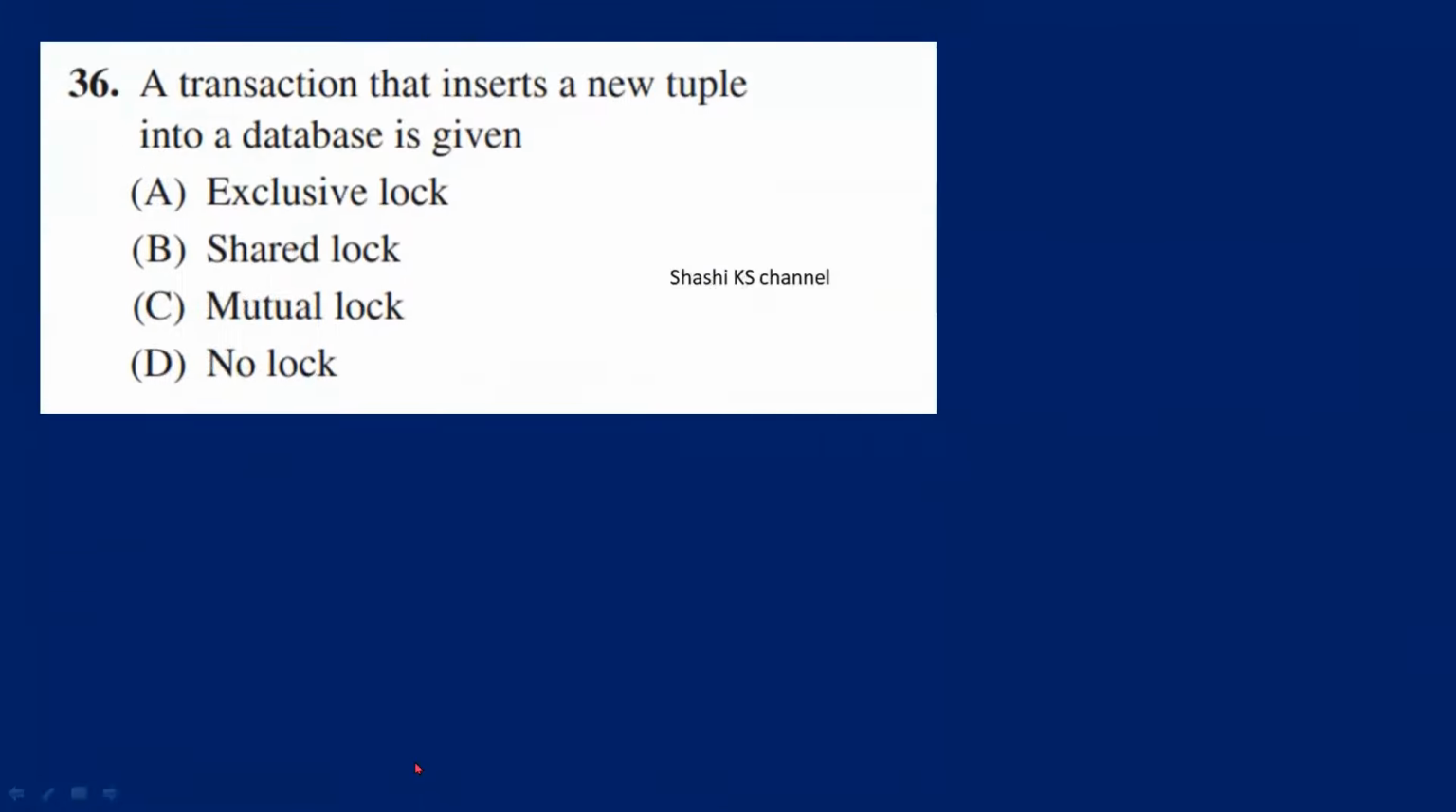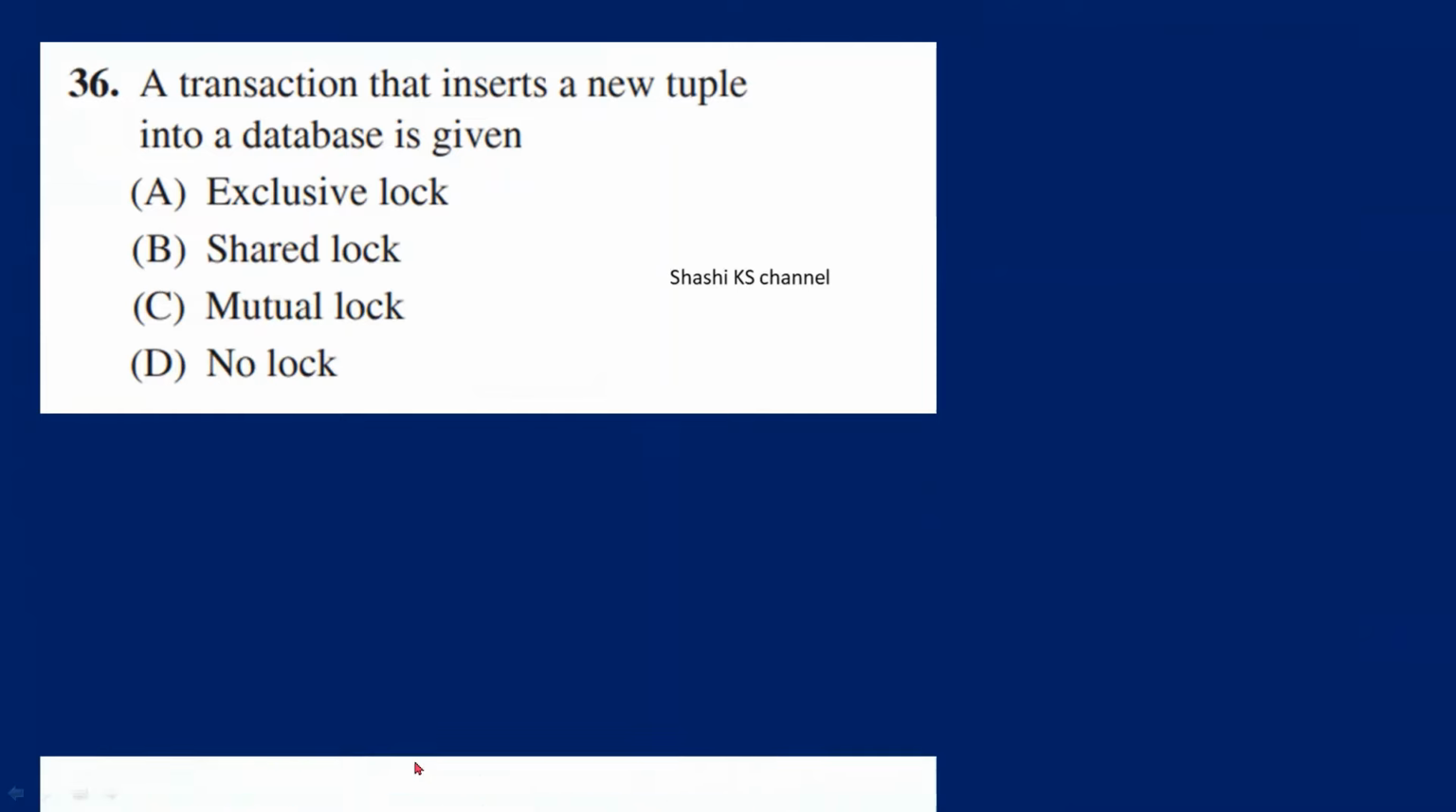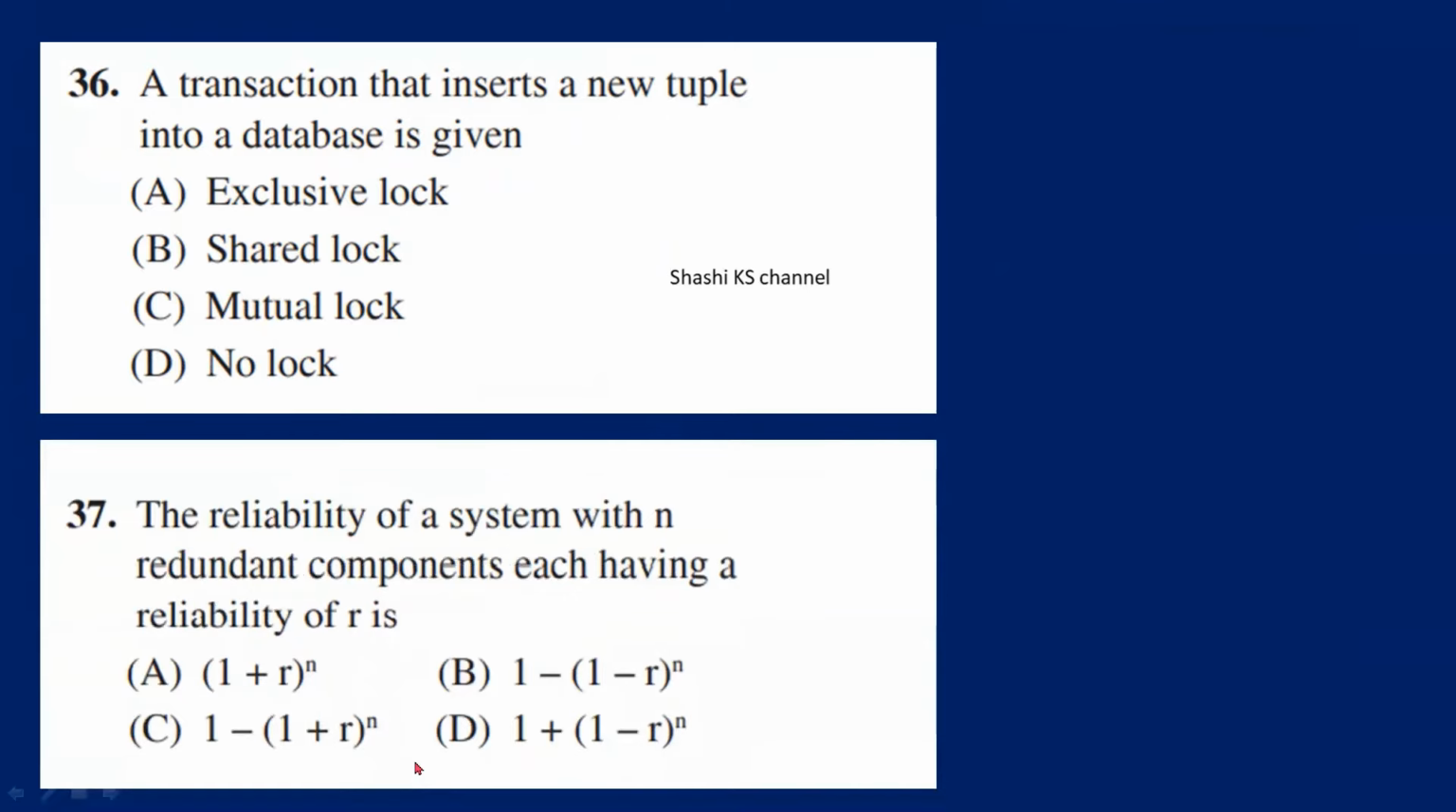The next question is, a transaction that inserts a new tuple into a database is given. Whenever a transaction inserts a new tuple into a database, it will be given an exclusive lock. The next question is, the reliability of a system with n redundant components, each having a reliability of R, is. The answer to this would be 1 minus R to the power n.